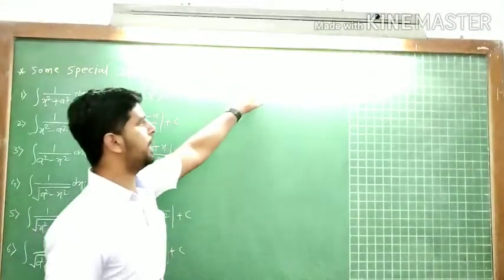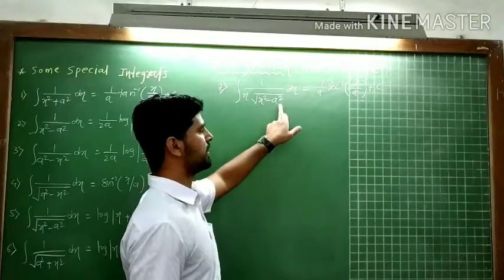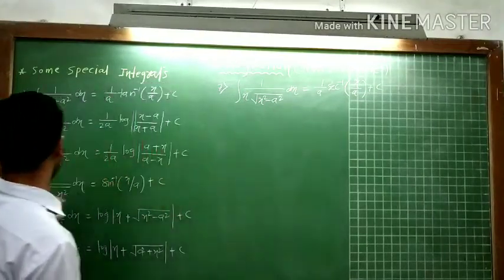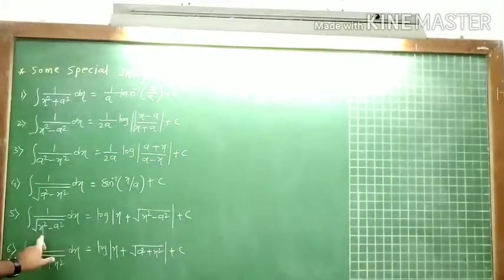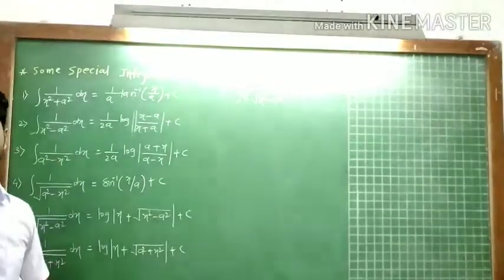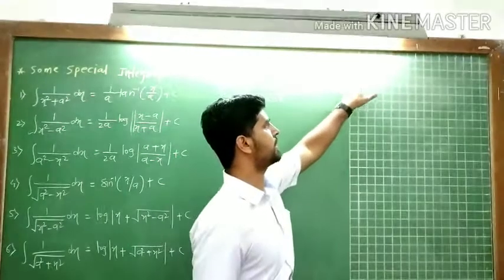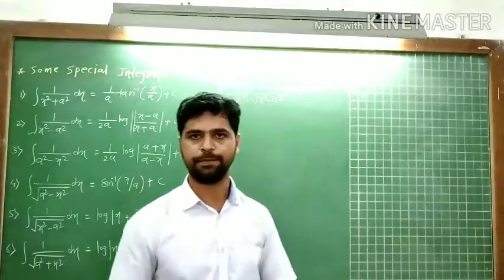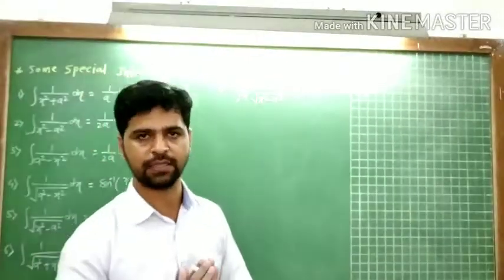Correct? Similarly, let's see 1 upon x into root x square minus a square. We are applying x before this root x square minus a square. Let's see what is the difference. It is root x square minus a square, but here we are applying x before root x square minus a square. So their integration is 1 by a sec inverse x by a plus c. Okay, these are your special integrals and their corresponding integrations.